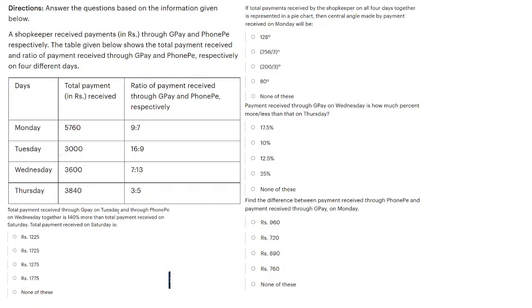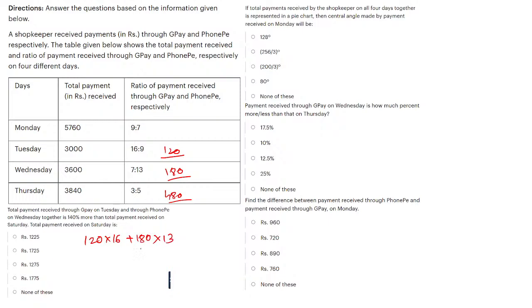Total payment received through Google Pay on Tuesday. That means 120. We have already calculated the 1 unit part. That is 120 here. This is 480 here, right? So 120 on Tuesday, Google Pay, and so PhonePe on Wednesday, that means 20. So 180 is the 1 unit part. So this is 180, and this is through PhonePe.